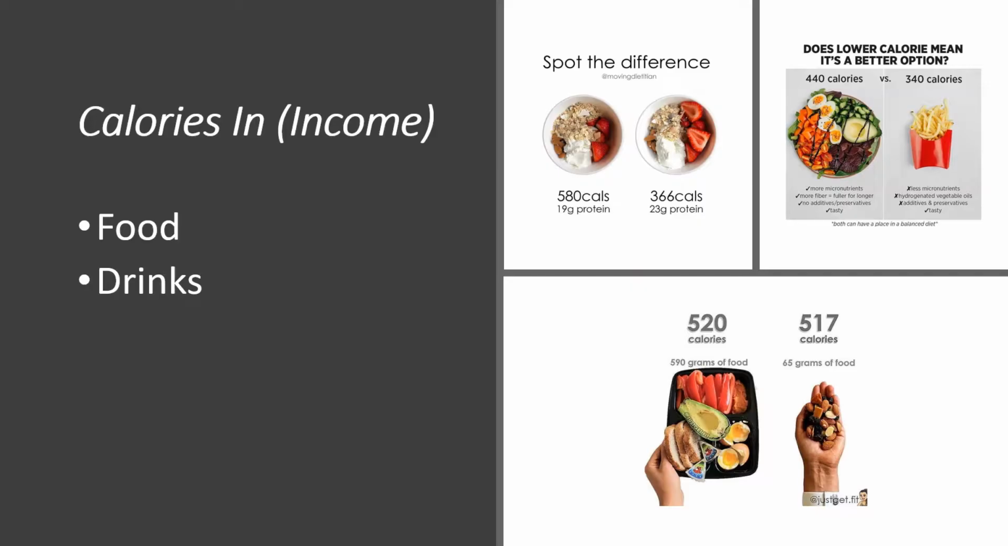Okay, so let's jump into it. So two sides of the scales, we're going to look at the calories in first. So calories in comes from food and comes from drinks. Straightforward enough. Okay, just regarding drinks, the big one that jumps out at me is alcohol. There is quite an amount of calories in certain drinks.